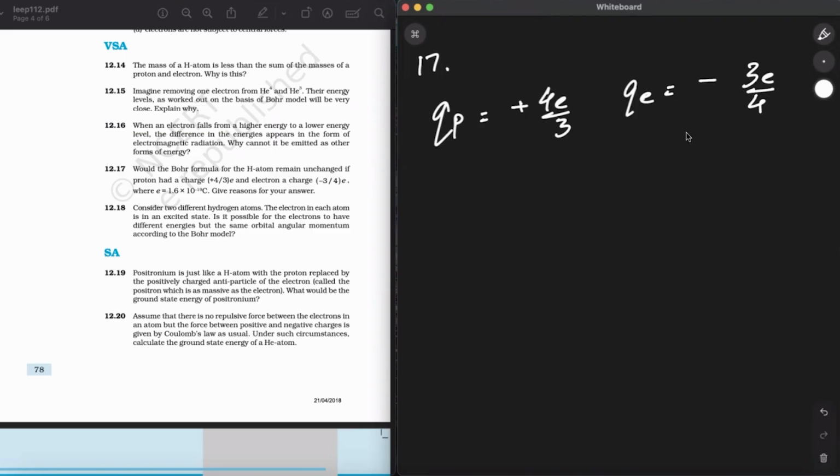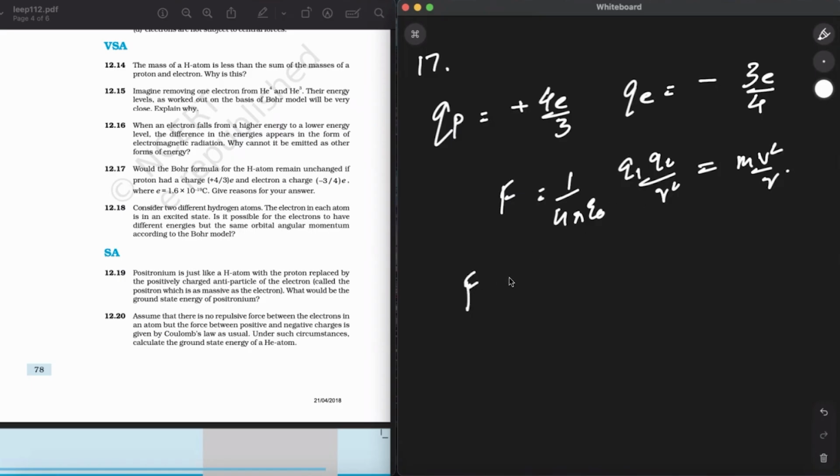Niels Bohr's formula for an electron moving around a stable nucleus has to be computed with the centripetal force. So the electrostatic force of attraction is F equals 1 upon 4 pi epsilon naught, Q1 Q2 by R square. And the centripetal force is equal to m v square by R.